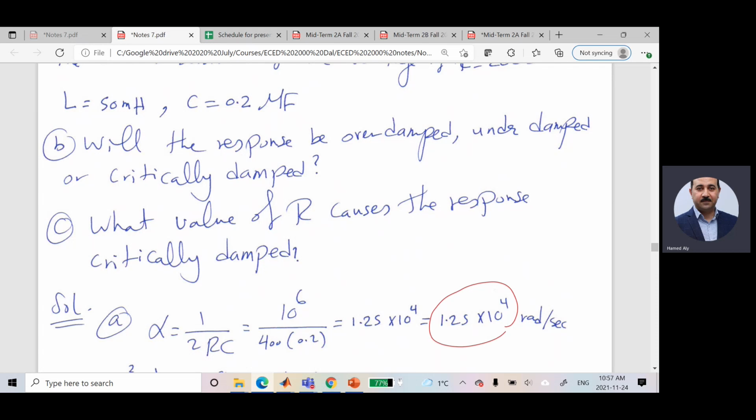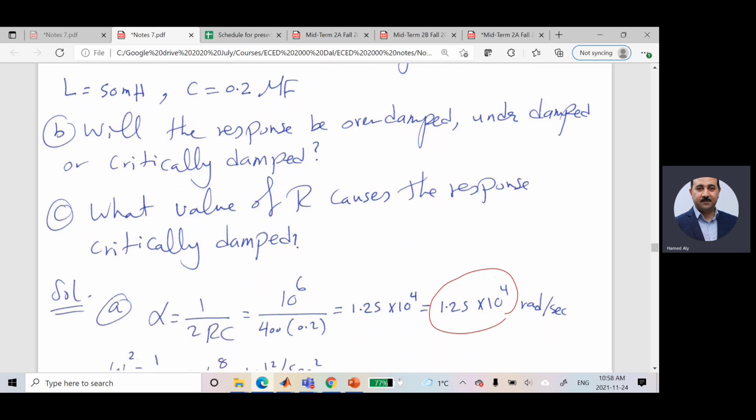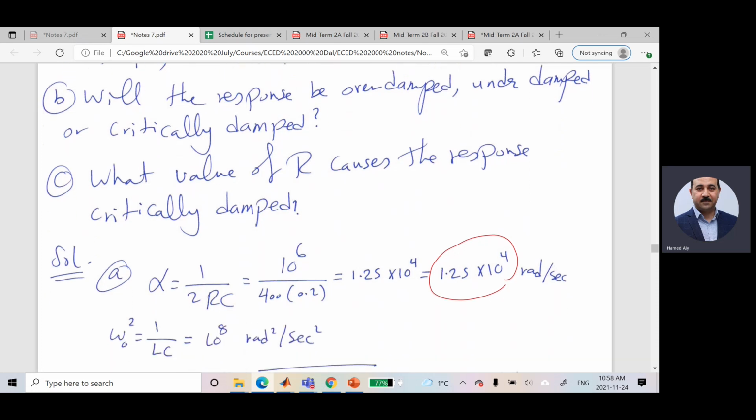Now what's omega? Omega, in case of parallel, is the same as in case of series, so I will not bother myself with omega. But in case of parallel for alpha, I have a certain equation, and in case of series, I have another one. But for omega, it is 1/square root of LC. So I will try to find omega squared, which is 1/LC. He calculated it, and he found it is equal to 10 to the power 8.